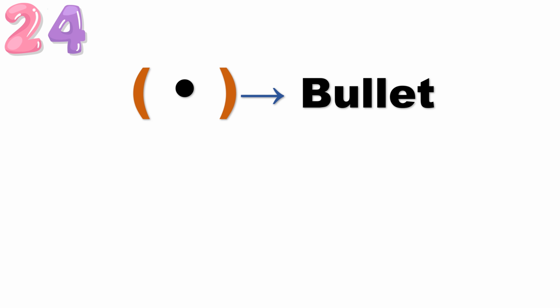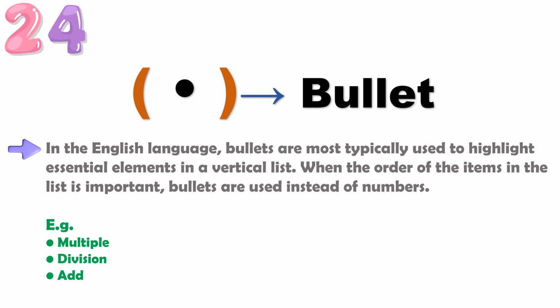Bullet. In the English language, bullets are most typically used to highlight essential elements in a vertical list. When the order of the items in the list is not important, bullets are used instead of numbers. For example, multiply, divide, add.